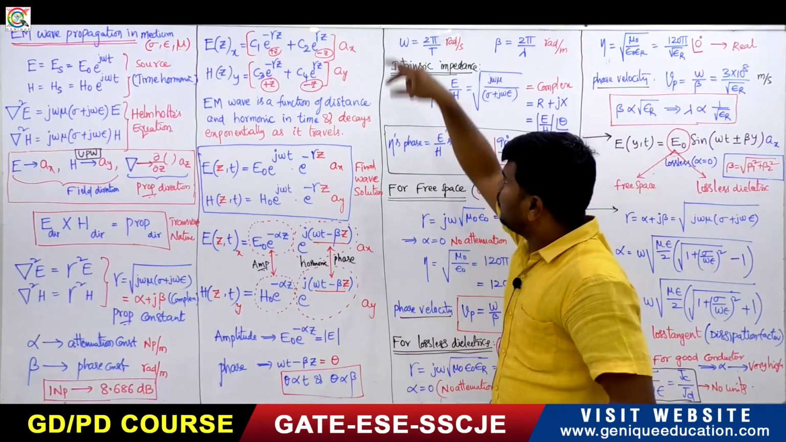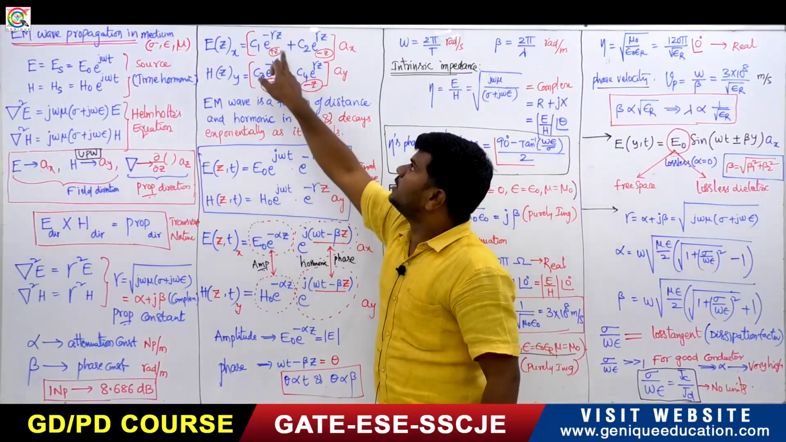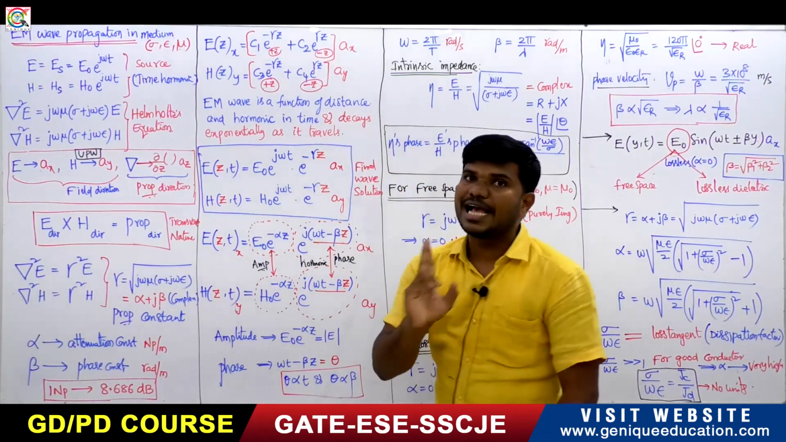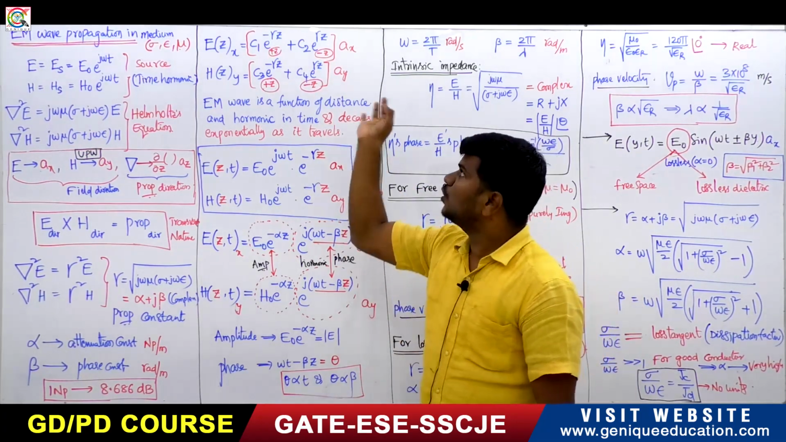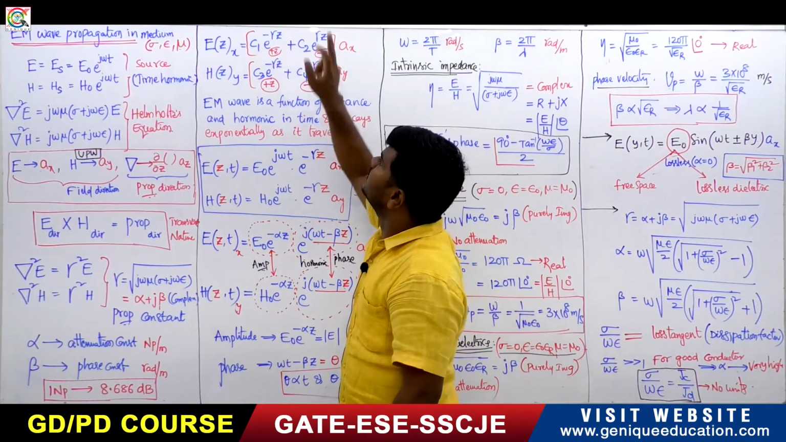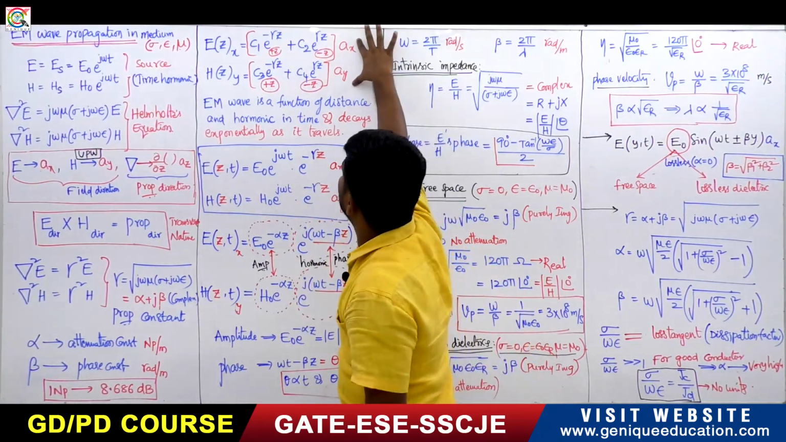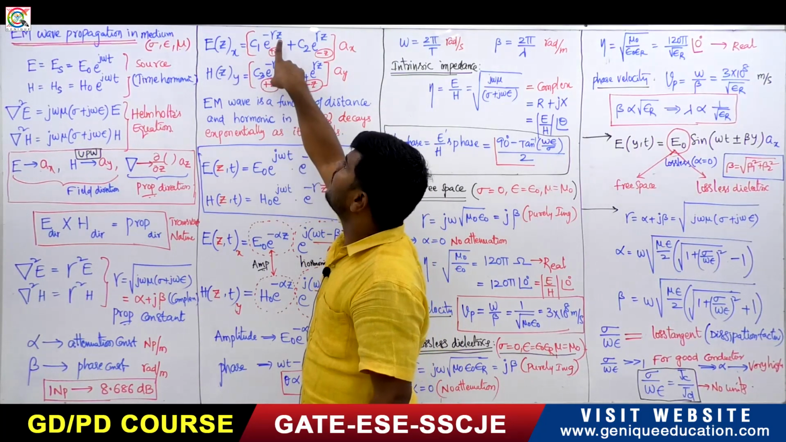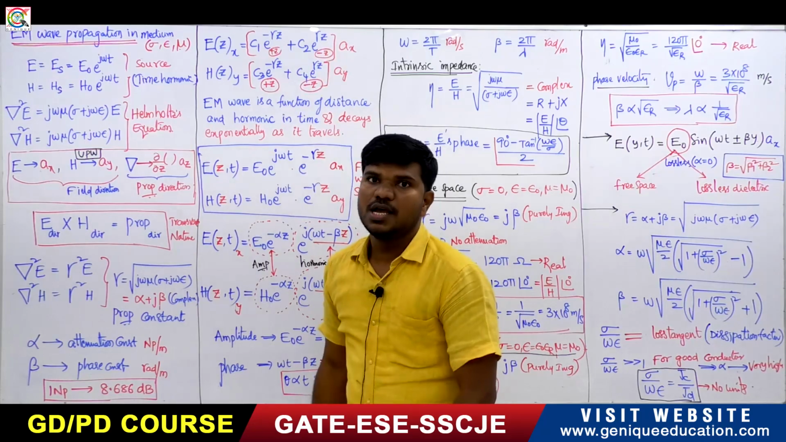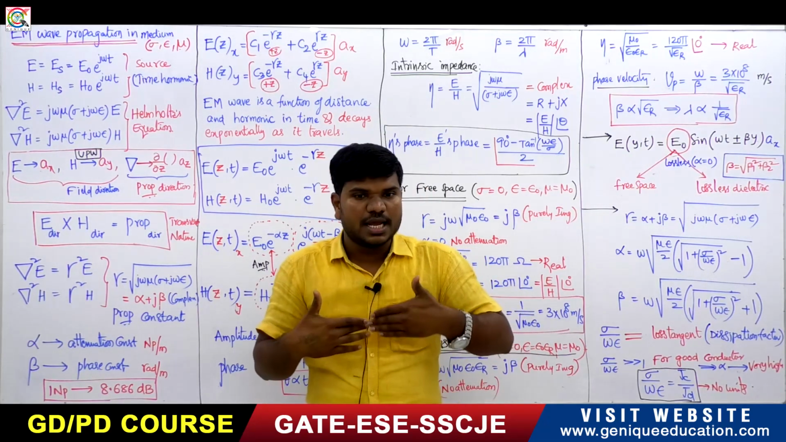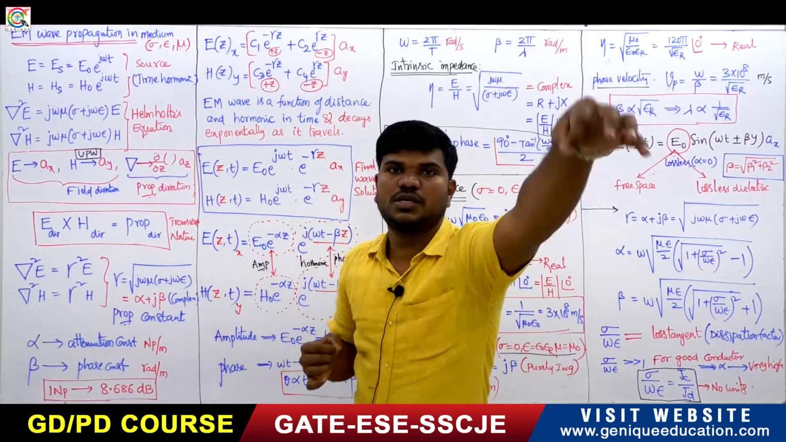Now, if you observe, this EM wave is a function of Z. Which kind of functions are these? These are two exponential functions. So, it is dependent only on Z. This expression represents that the EM wave is only a function of Z. So, it is dependent on the Z value. What is Z? It is the distance from the source.